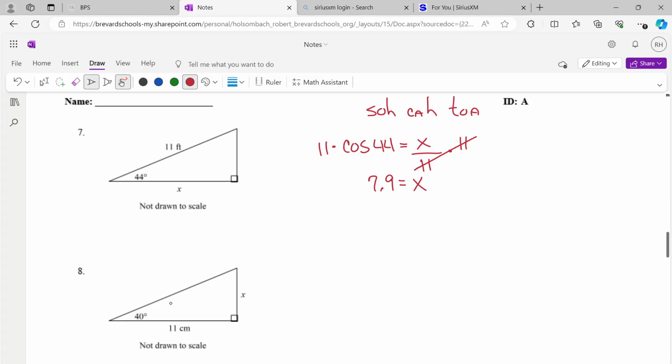All right, so problem number 8, we've got an angle, we're looking for opposite, we have adjacent. Opposite and adjacent is tangent. So tan 40 equals the opposite side over the adjacent side. We're going to multiply both sides by 11 again. And 11 times tan 40, 9.2 is equal to x.